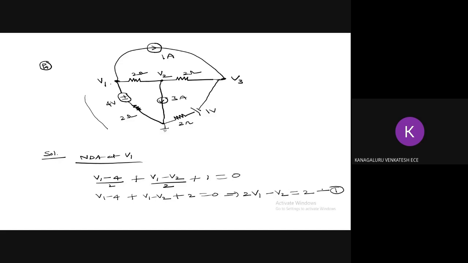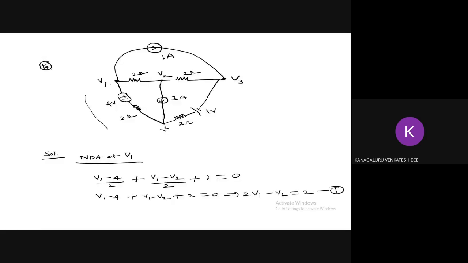Okay, now nodal analysis at V2. So what do I get? Look at the circuit. Totally 3 branches are connected to V2. Left side 2 ohm, right side 2 ohm, and then the middle 3 ampere branch. Now left side V2 minus V1 by 2. Right side V2 minus V3 by 2. For the third, let me write first. V2 minus V1 by 2. V2 minus V3 by 2.